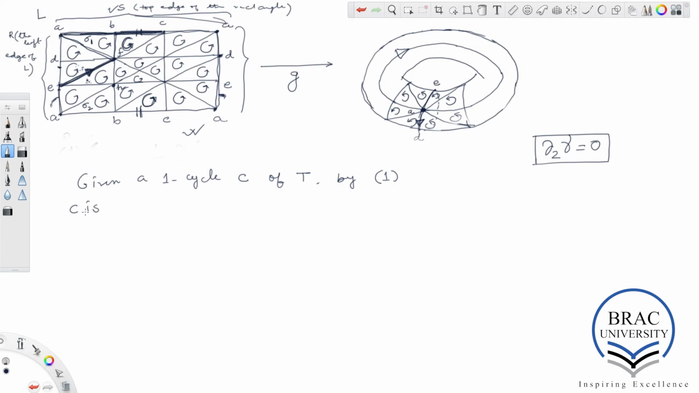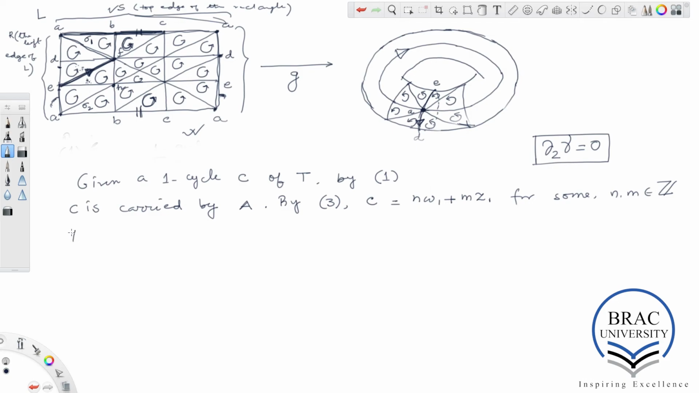So given a one cycle C of T, C is homologous to a one cycle that is carried by A. But we can express it directly by saying that C is carried by A. By 3, which states that if C is a one cycle of T carried by A, then C is of the form N W1 plus M Z1, the one cycle that we started with is equal to N W1 plus M Z1 for some N, M in the set of integers.